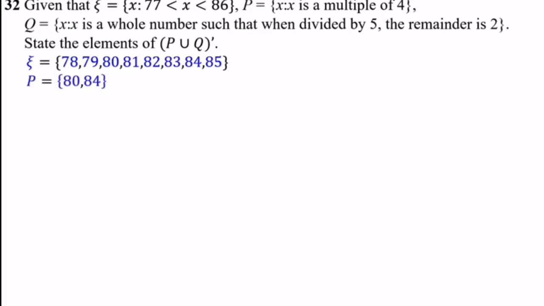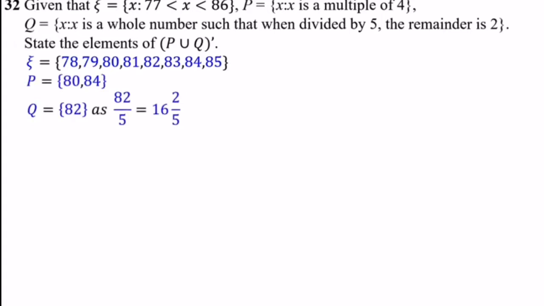We need to list out the elements in set Q, which is whole numbers divided by 5 with remainder 2. So how to find this? We have to divide by 5 one by one, and then we check the remainder. So 82 divided by 5 is 16, 2 over 5, that means the remainder is 2, right? Now we have set P and set Q, so we can list down P union Q.